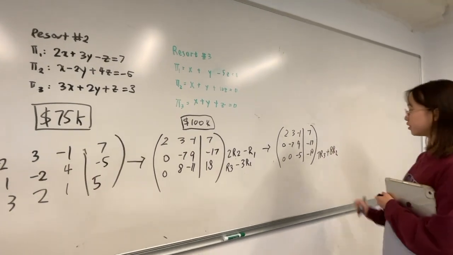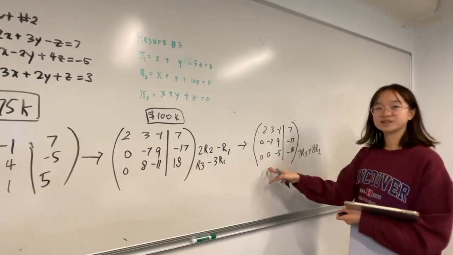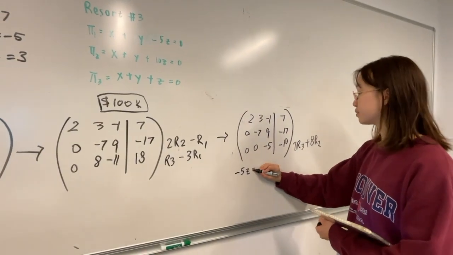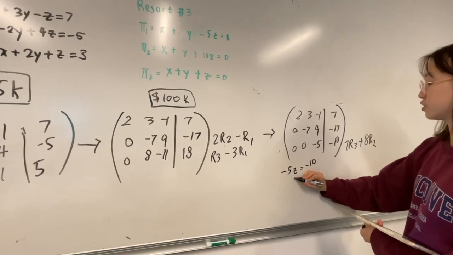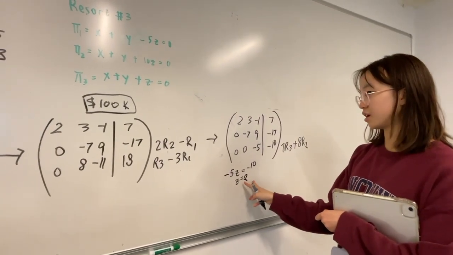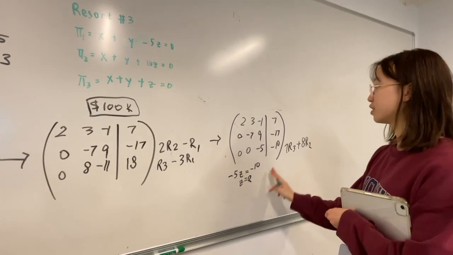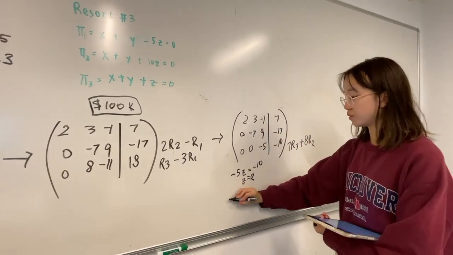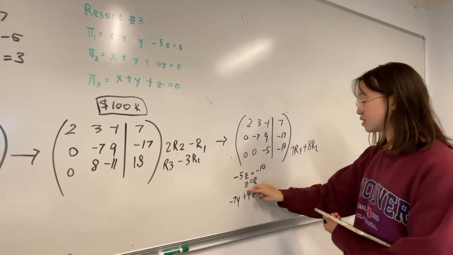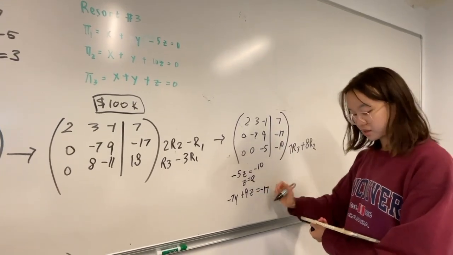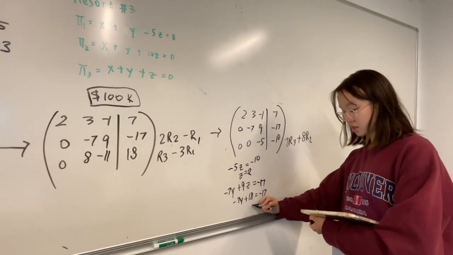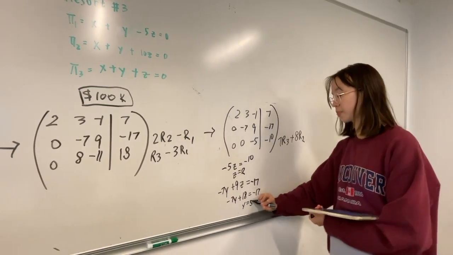Okay, great. So here, in our last row, we finally have something. We can see that we have -5z equals -10, which means that z is 2. Now that we have an actual constant value for z, we can plug that into the second row, where we have -7y plus 9z is -17. So plugging z equals 2 into here, we get that -7y plus 18 is -17. And then finally, we have that y is 5.